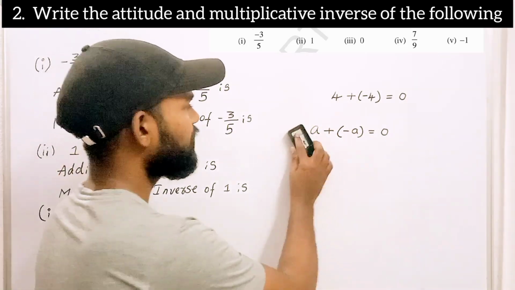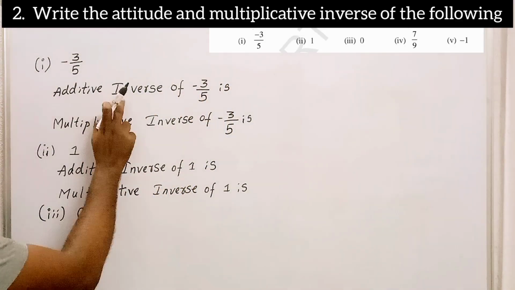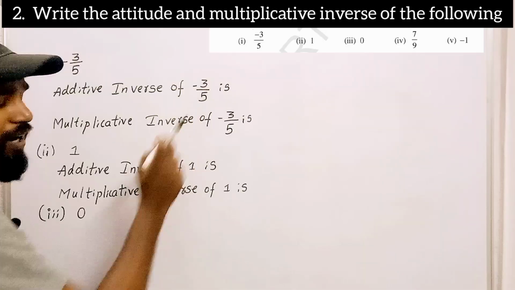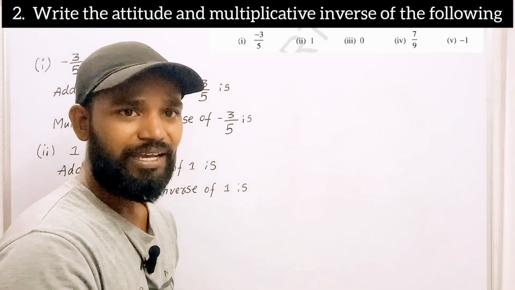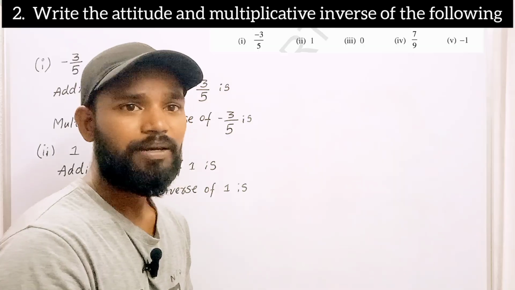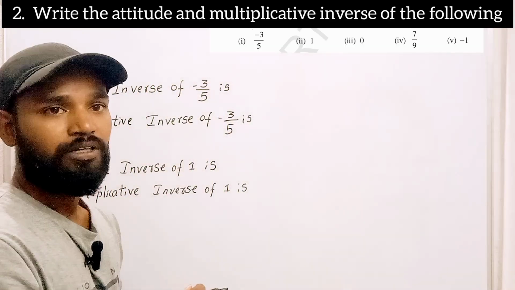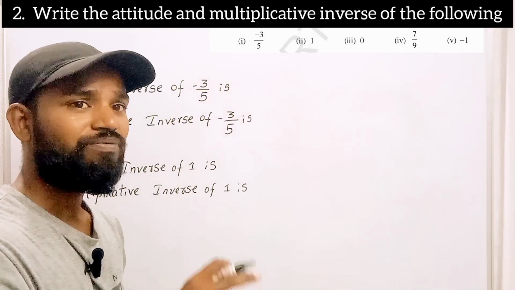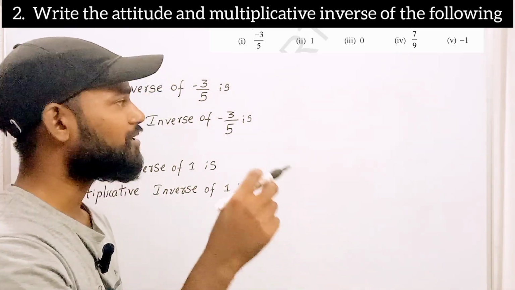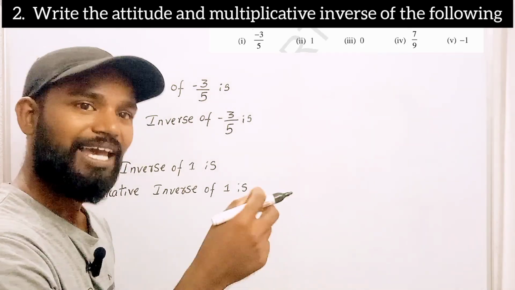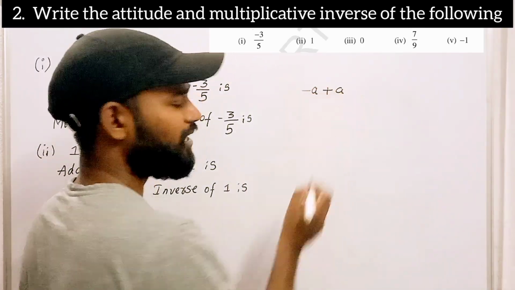Okay, right. Let me enter into the problem here. See now, the additive inverse of minus 3 by 5. Suppose minus 3 by 5 is considered as a, then the additive inverse of a is minus a. But here minus 3 by 5 is given, so what is the additive inverse of minus a, vice versa? The additive inverse of minus a is a. So the additive inverse of minus a is plus a.